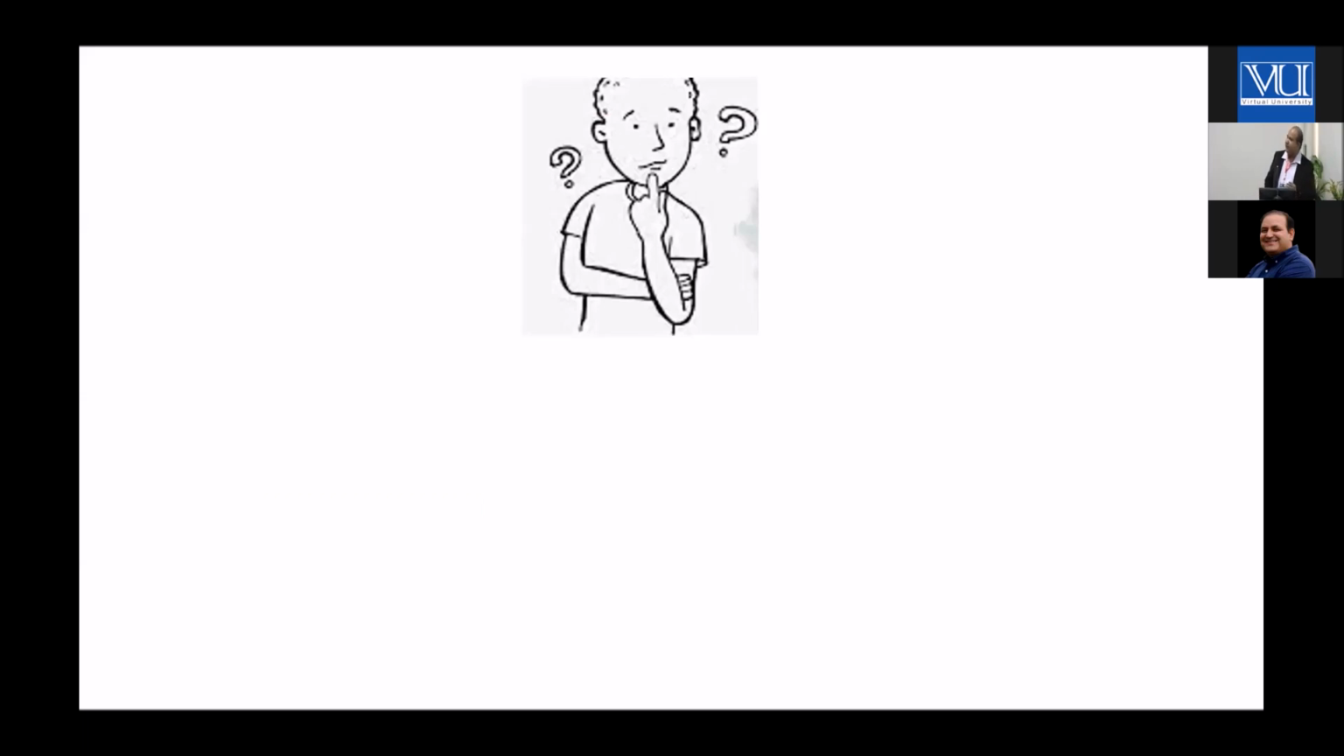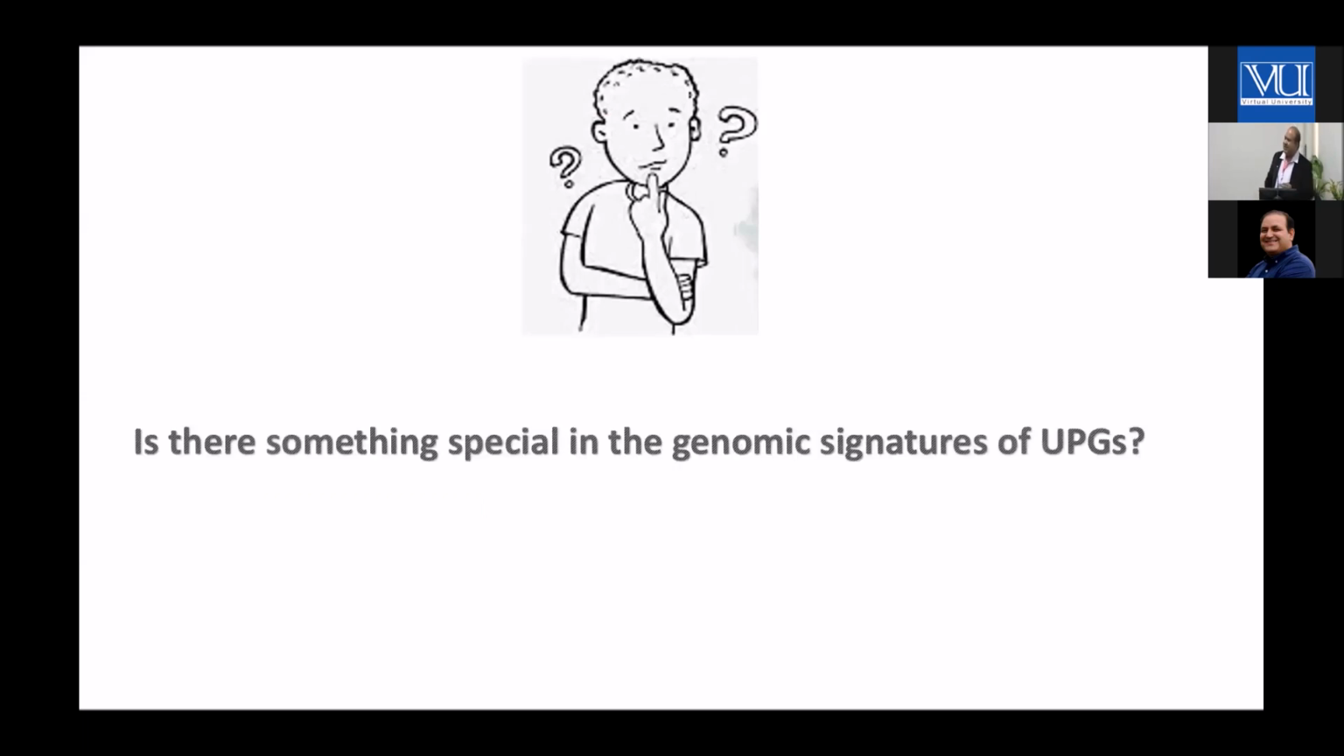And what we thought at that time, is there something special in the genomic signature of unitary pseudogenes? Of course, one is getting pseudogenized, the other is functional. So what could be the reason in the other species? That was the first question which occurred in our mind.